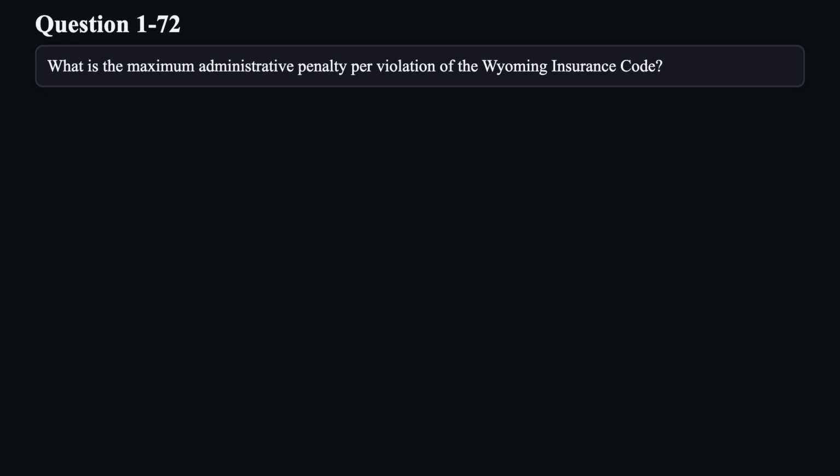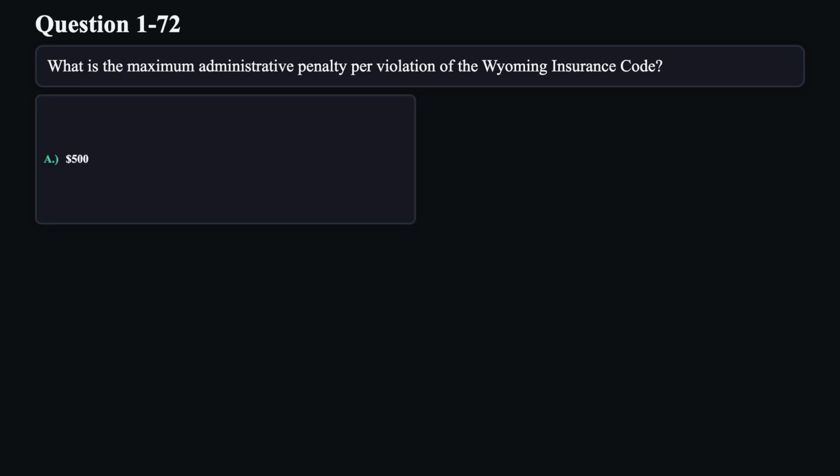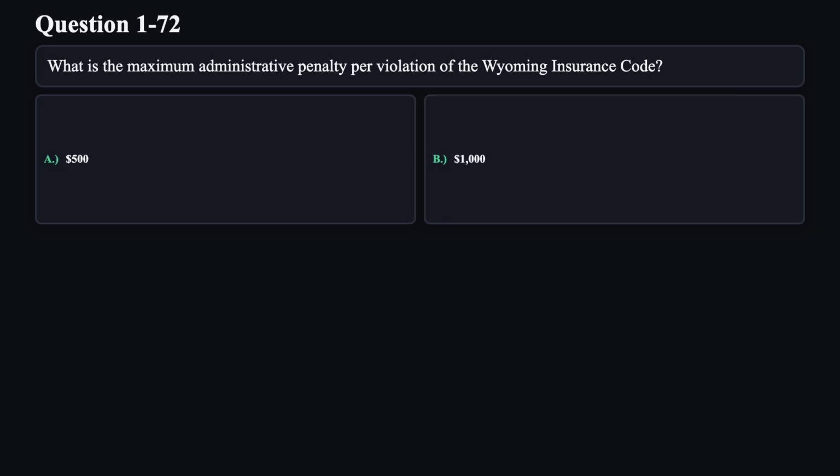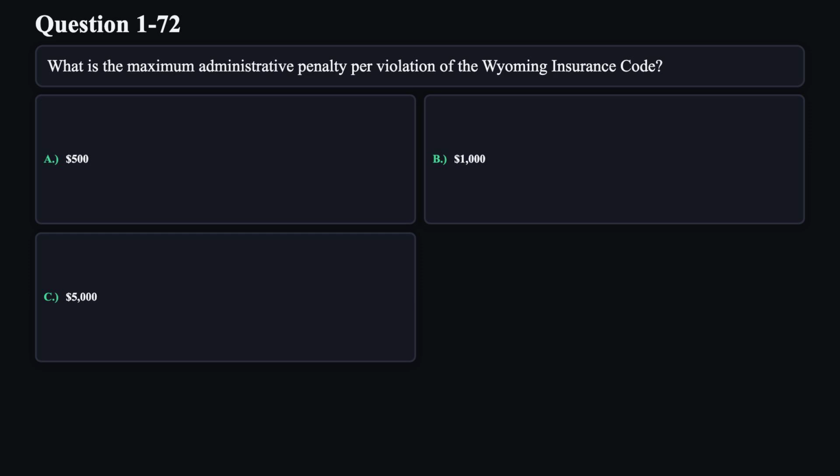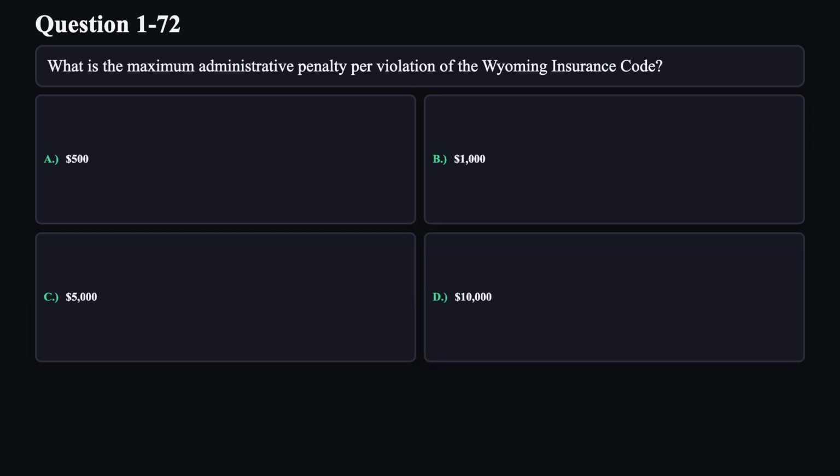Question 72. What is the maximum administrative penalty per violation of the Wyoming Insurance Code? A. $500. B. $1,000. C. $5,000. D. $10,000.